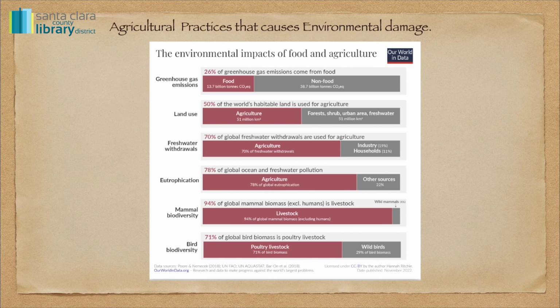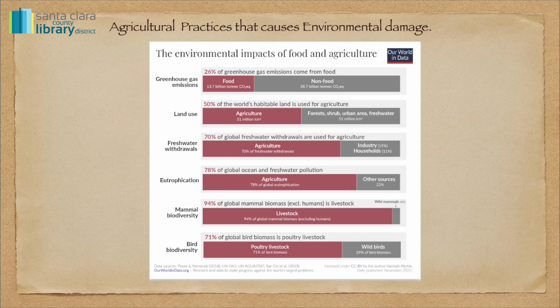Over a quarter of global greenhouse gas emissions are from food production. Of the habitable land on Earth, half is used solely for agriculture, and 70% of all freshwater withdrawals globally are used for agriculture. 78% of the eutrophication around the globe is caused by agriculture. 94% of non-human mammals are livestock, meaning they outweigh wild mammals by 15 to 1, and 74% of birds globally are just livestock.